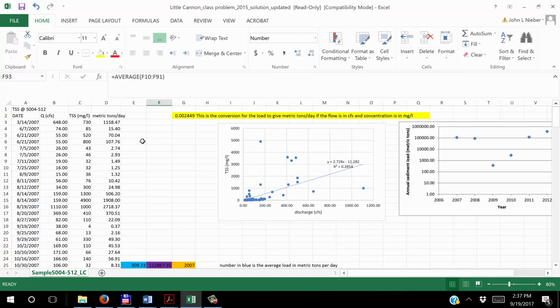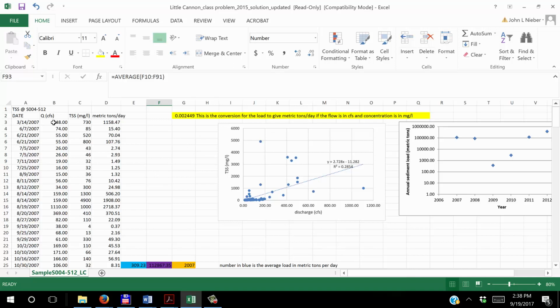If you don't remember, a metric ton is 1.1 times an English ton. An English ton is 2,000 pounds. A metric ton is 2,200 pounds. What I've shown on here is that conversion factor. This converts the load to give metric tons per day, and that was mentioned previously.